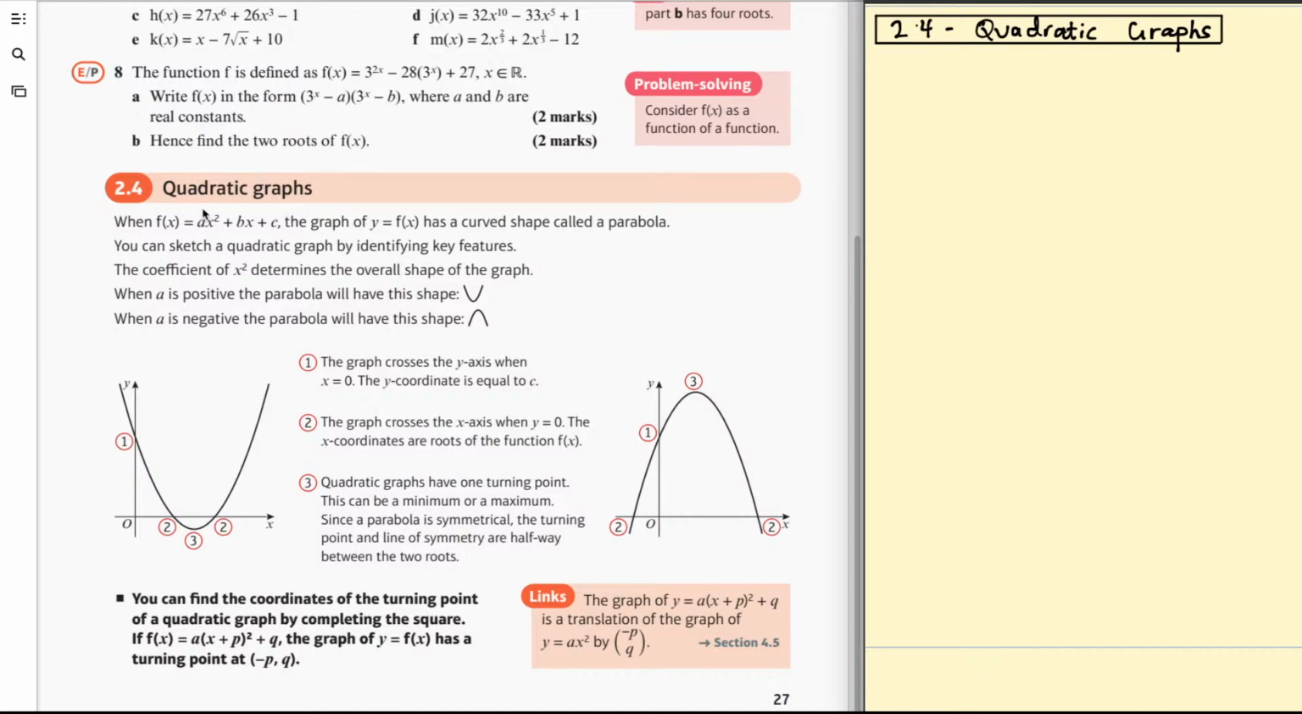Alright, quadratic graphs. Have a sip of coffee.